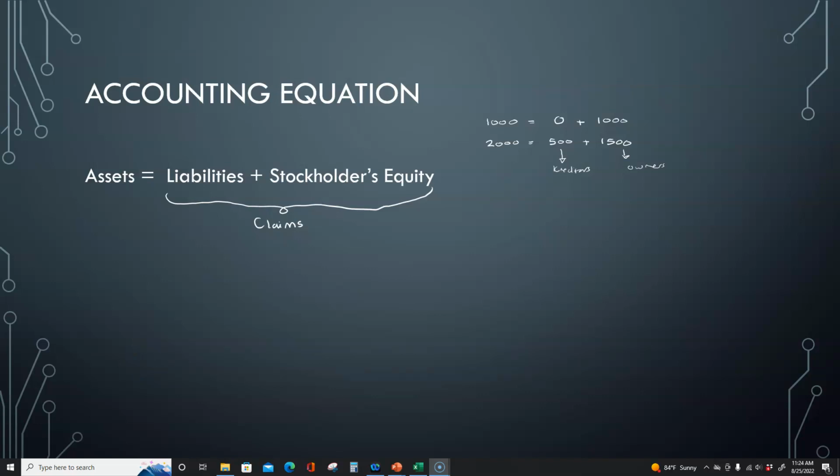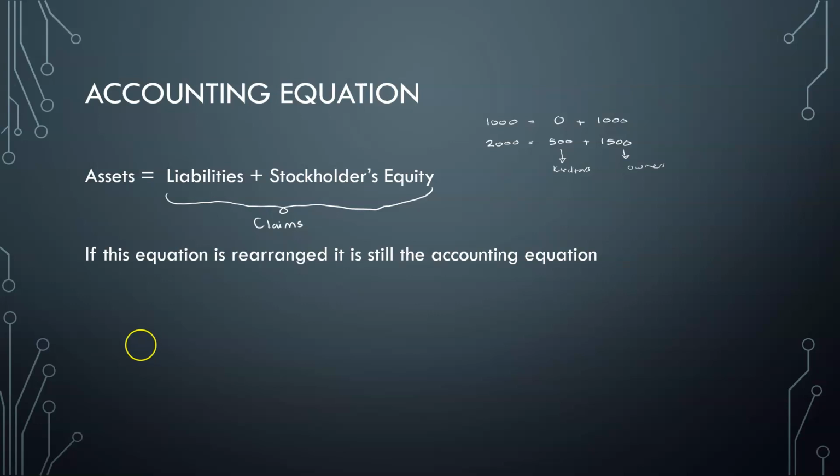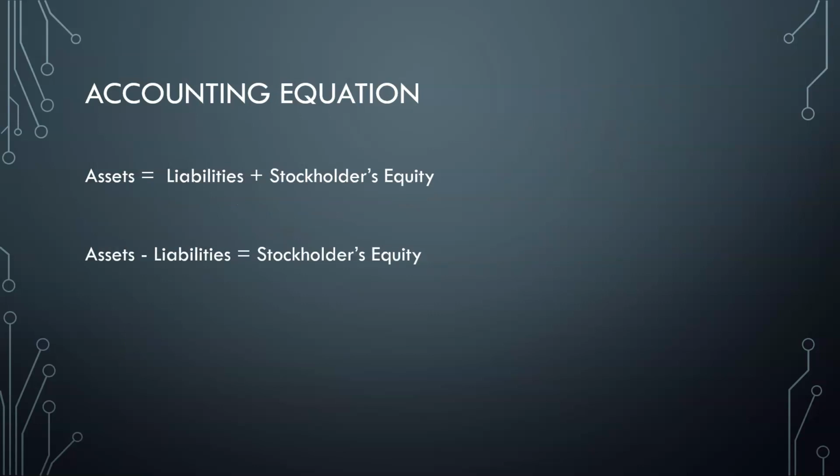We're going to do some more examples in a little bit in this video, but let's take a look at the accounting equation a little bit more. If this accounting equation is rearranged, it is still the accounting equation. So sometimes they may present an equation to you. If that equation can be rearranged to where you can say assets equals liabilities plus stockholders' equity, it is still considered to be the accounting equation. Let's look at some examples. Here we go. The top line, the first one here, says assets equals liabilities plus stockholders' equity. That is your accounting equation.